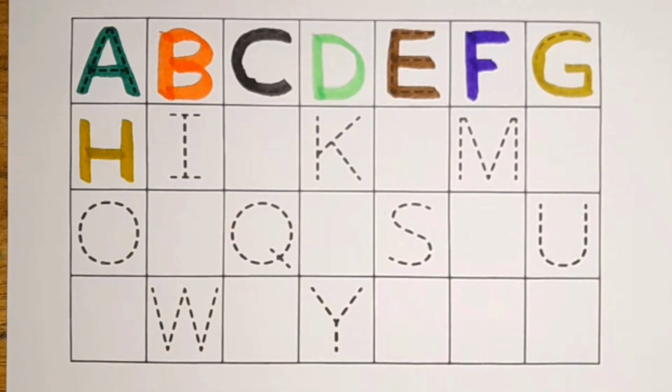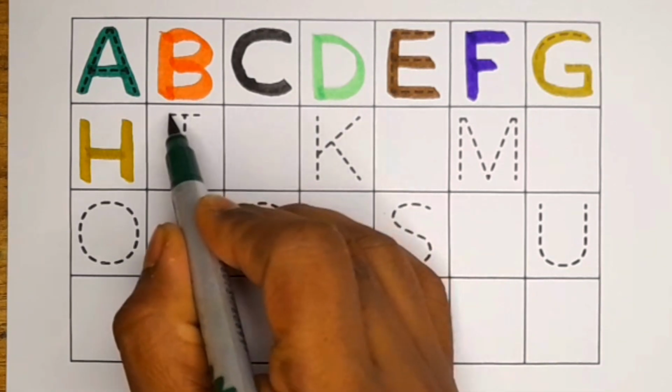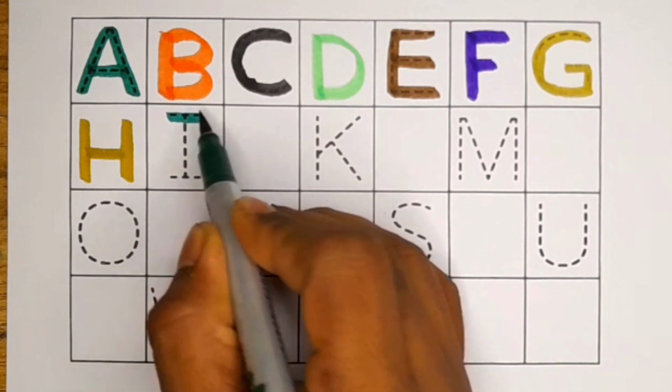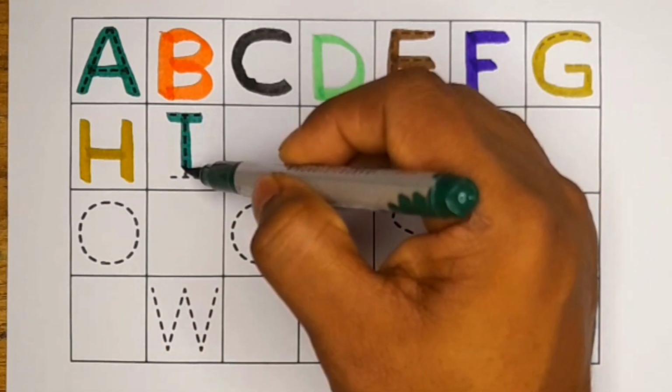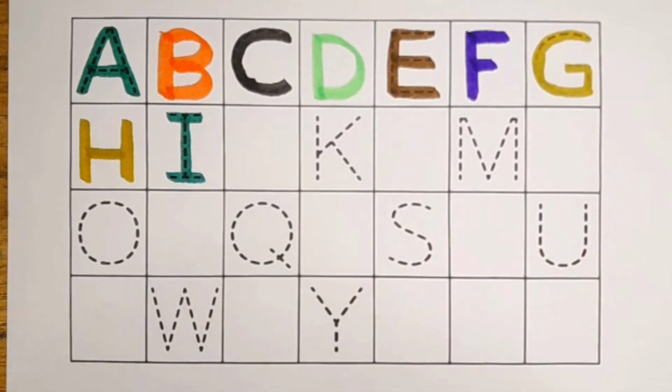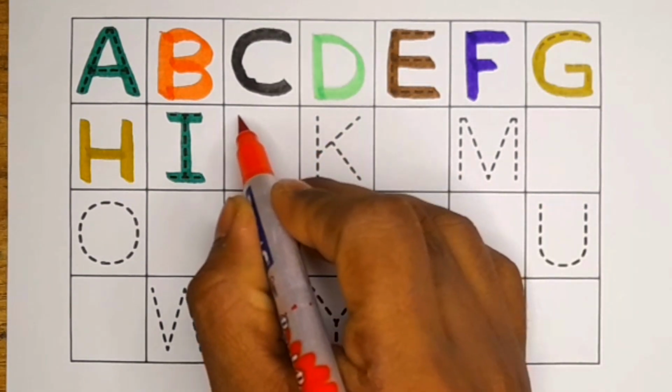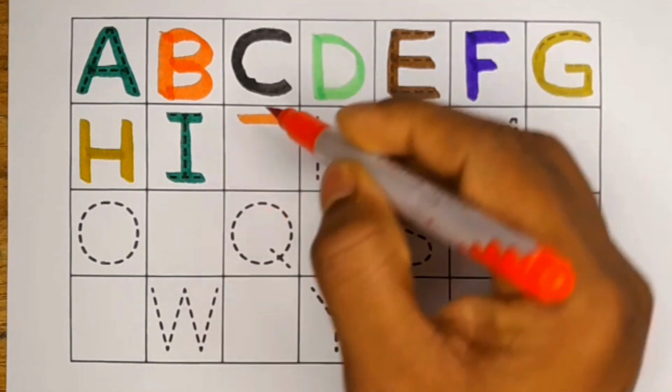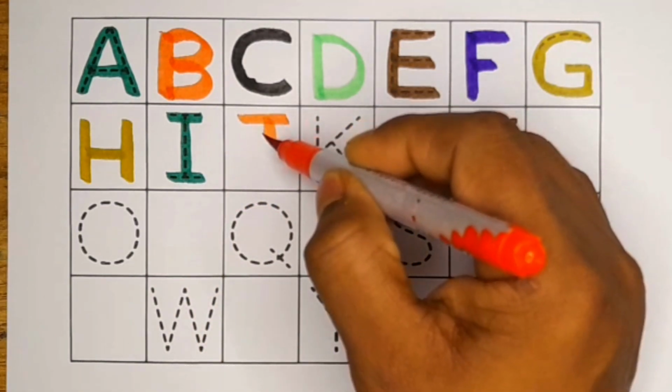H. H for helicopter. This is dark green color. I. I for ice cream. This is dark orange color.